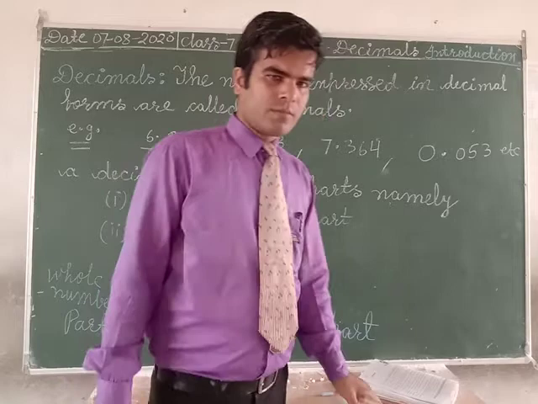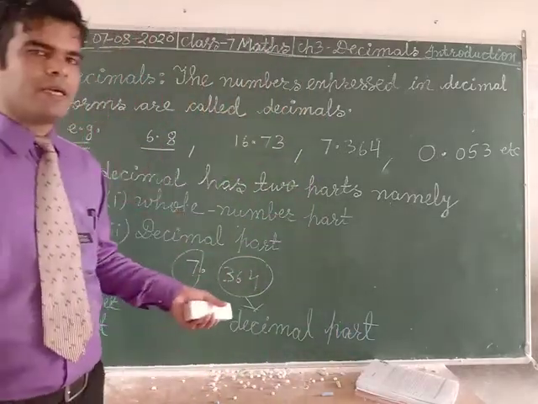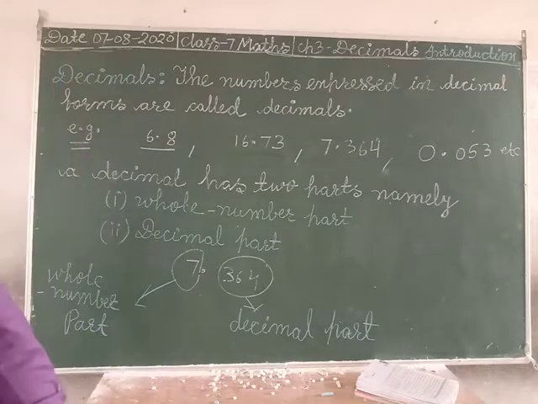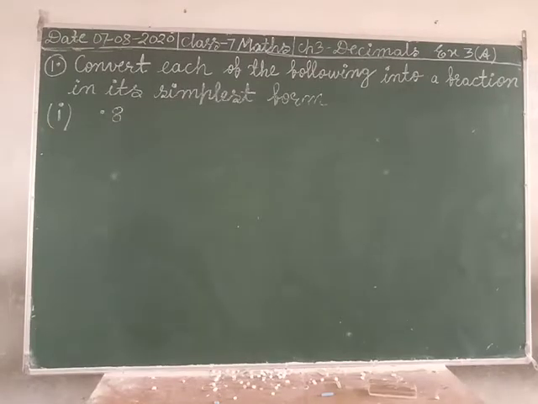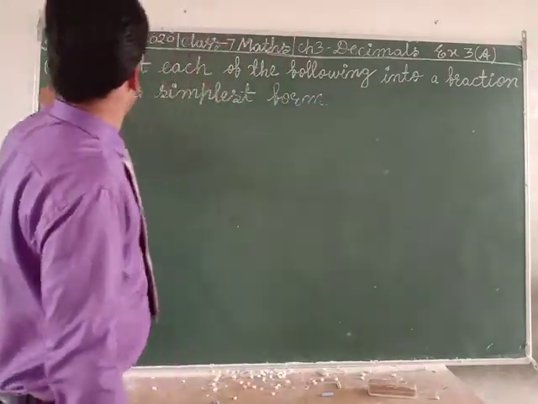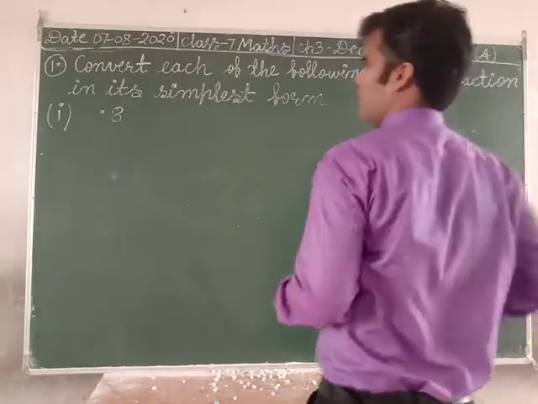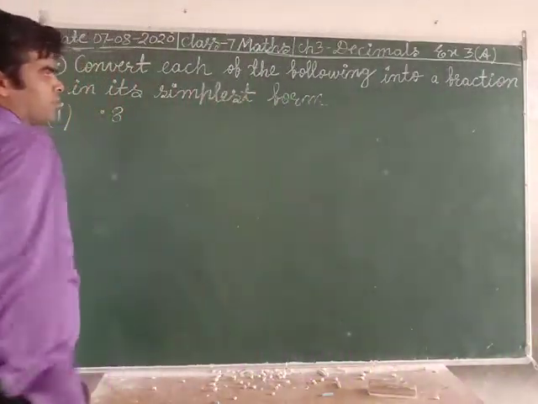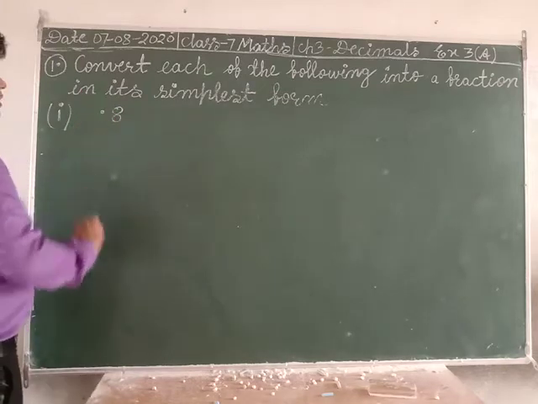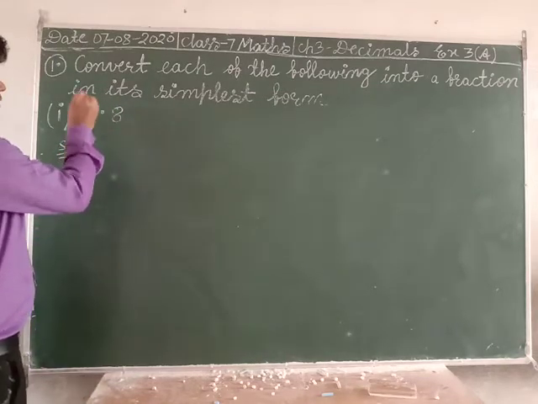Okay, students. Now we will discuss some examples from exercise 3A. Question number 1: convert each of the following into a fraction in its simplest form. So we have to convert this decimal into a fraction. So how do we convert?